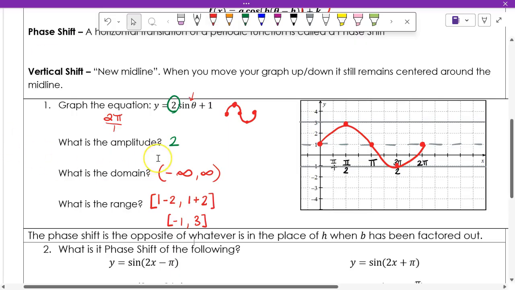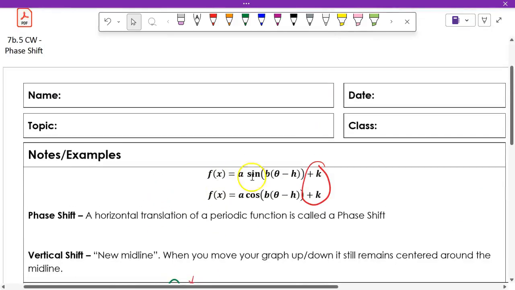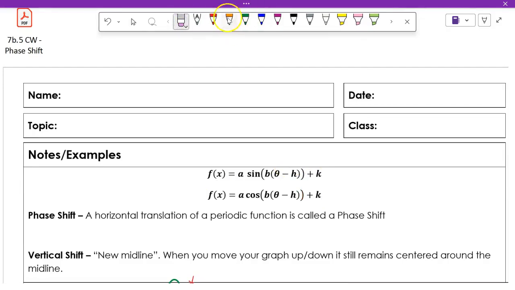Okay, so now let's talk about phase shift. Phase shift is the opposite of whatever is in the place of h when b has been factored out. What the heck does that even mean? What I'm saying here is right here.